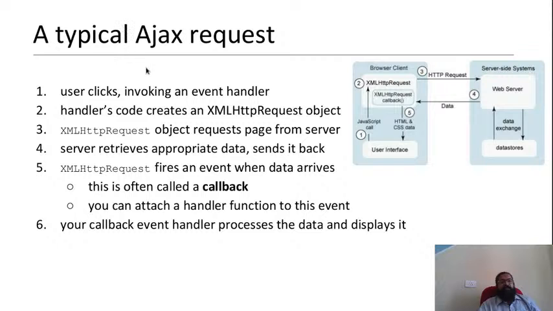So a typical Ajax request. So the user clicks, invoking an event handler. So earlier, when we were looking at the Gmail inbox, you have seen that I received 2 emails in between, when I was taking the class at around 12:16 p.m., which means one was sent by one of my students and one was sent by me from another email address, okay.